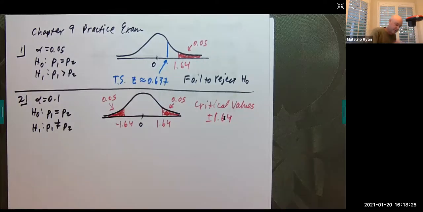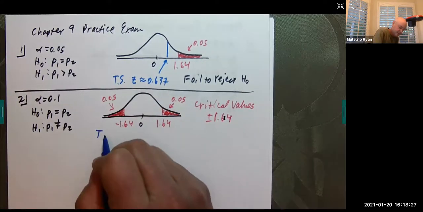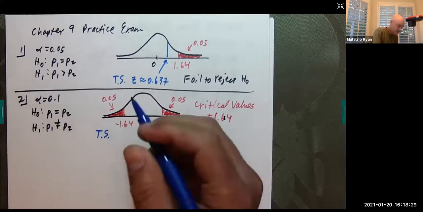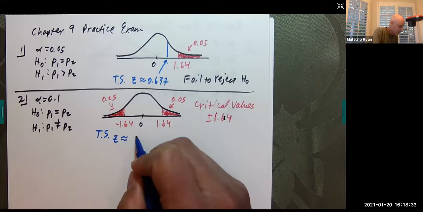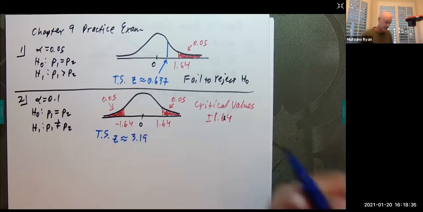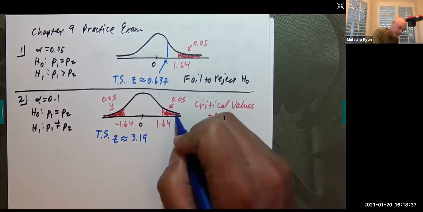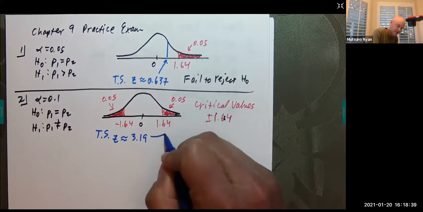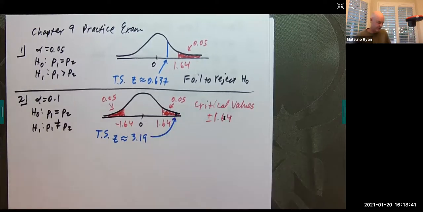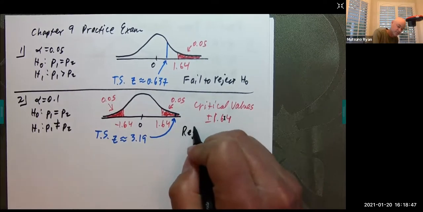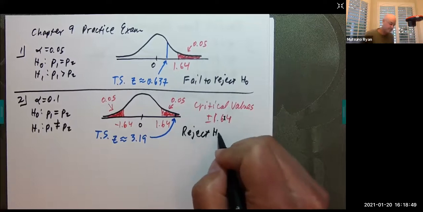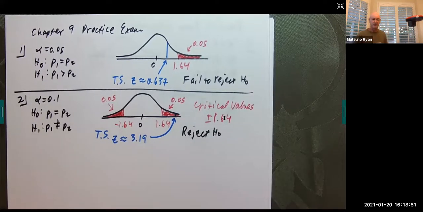So our test statistic turns out to be z is about 3.19, which is way over here, meaning I'm in the critical region. So we are going to reject the null hypothesis. And again, they don't ask us to do a full test on this one. We'll do some of those here in a bit.